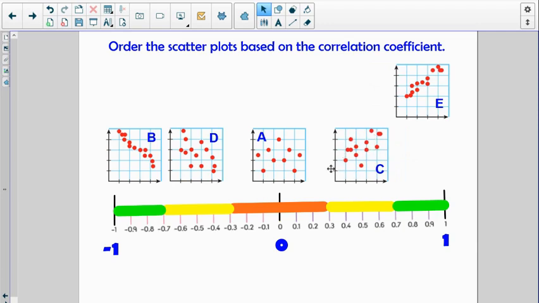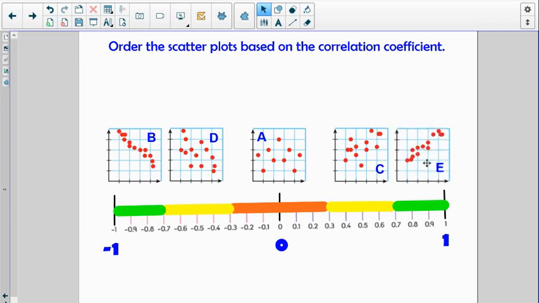Scatter plot C, I can tell it's positive, but the points are really spread out from that line of fit if I drew one. So what we have here is our weak positive is C, and our strong positive is E. So to estimate R values, I'm going to go through this left to right and estimate an R value. I'm not saying this is the exact R value, but I'm giving you a range based on the colors below on the number line.